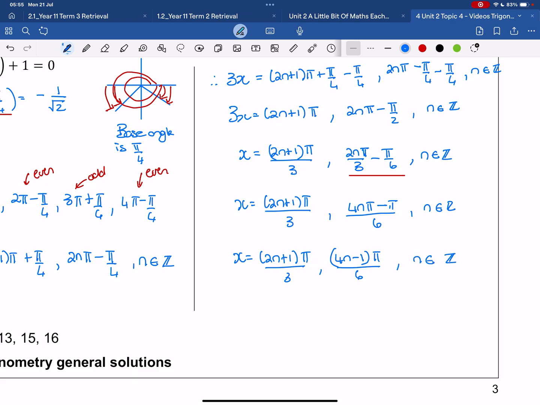And that z looks like an r. It's not an r, it is an integer.